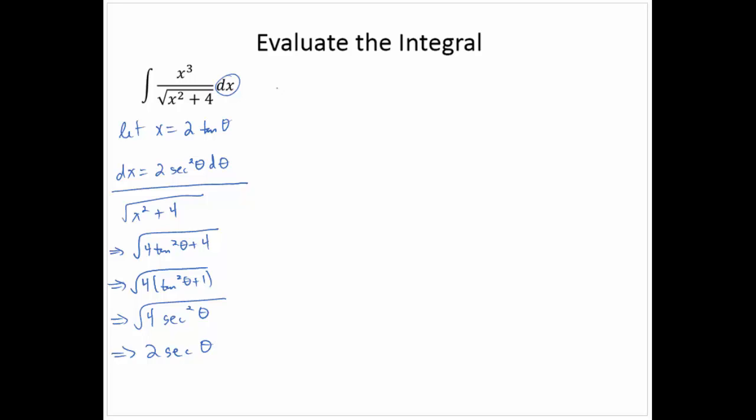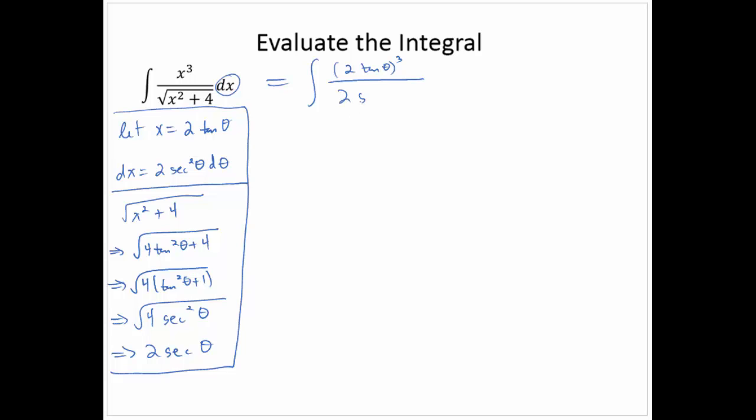Alright, so then after all these substitutions, this becomes the integral. All right, so x cubed. x was 2 tangent theta, so that's going to be (2 tangent theta) cubed. The square root of x squared plus 4 is 2 secant theta. The dx is 2 secant squared theta d theta. And now this looks worse, but let's see what happens.